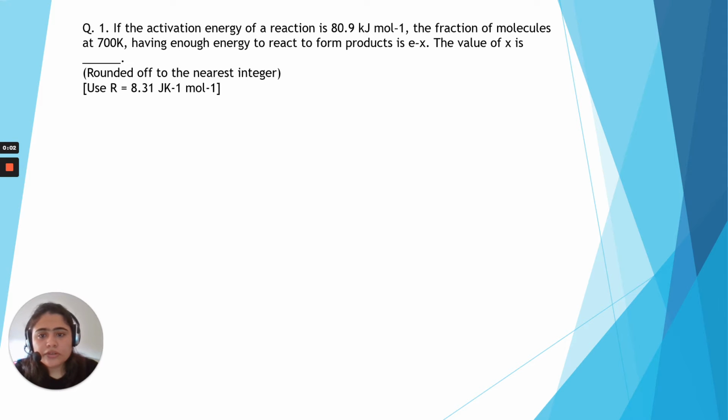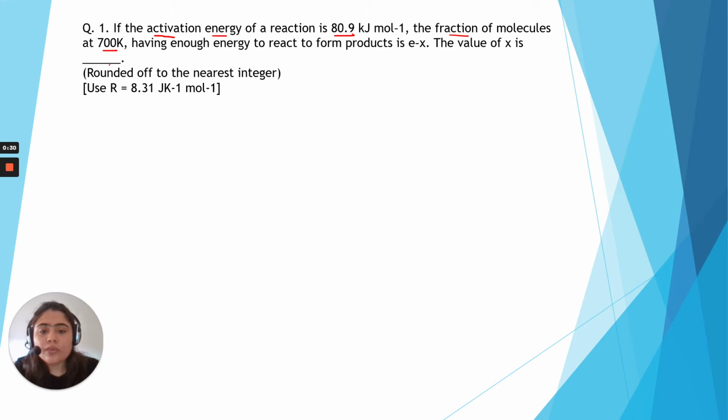If the activation energy of a reaction is 80.9 kilojoule per mole, the fraction of molecules at 700 Kelvin having enough energy to react to form products is e to the power minus x. We need to find the value of x. So here we need to understand the keywords. First is the activation energy, which is 80.9 kilojoule per mole. The fraction of molecules at 700 Kelvin, which is having enough energy to form products.